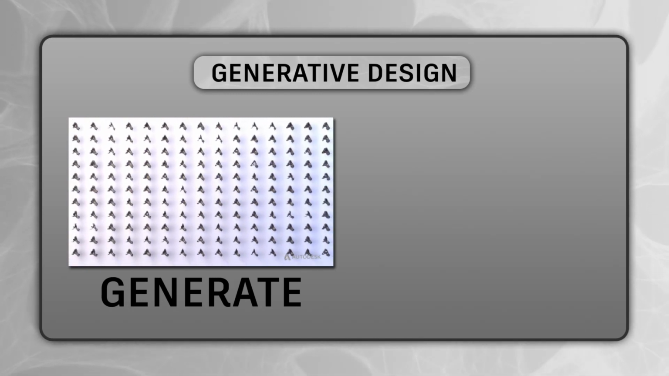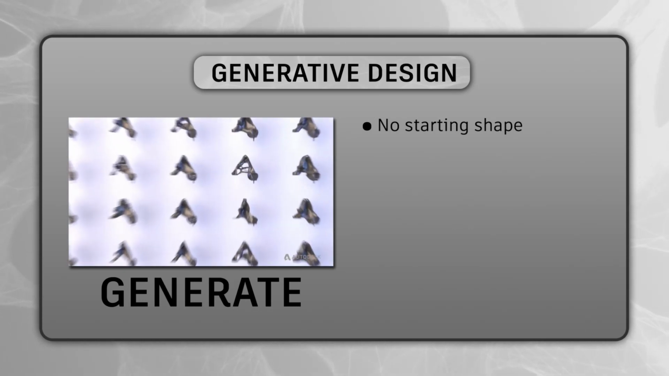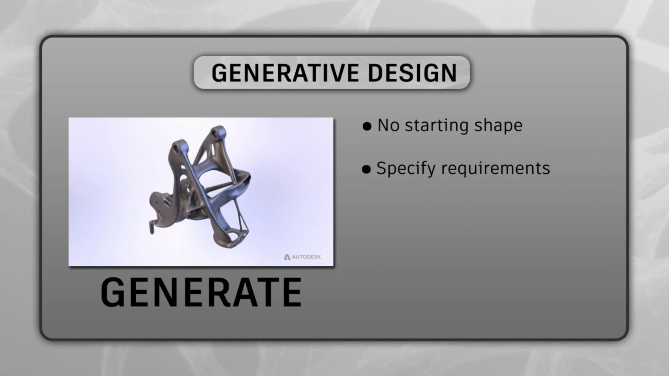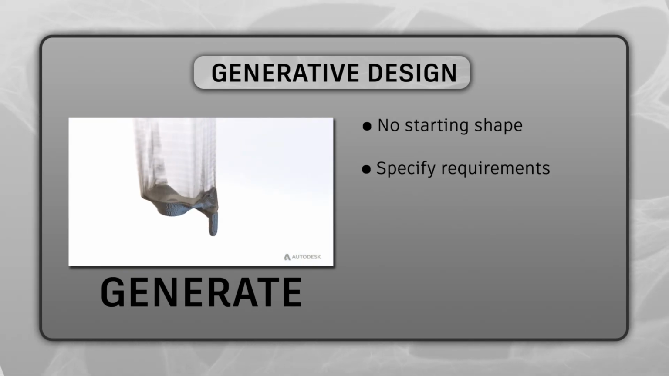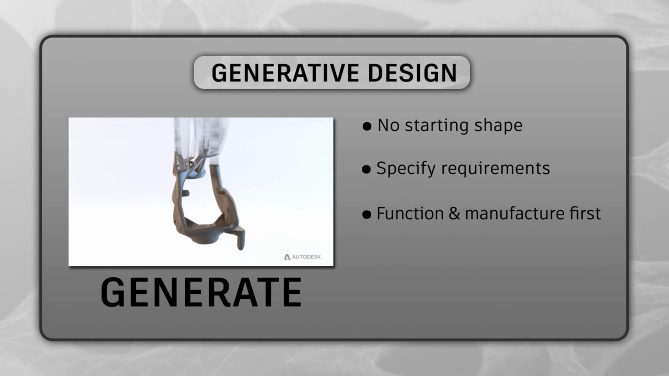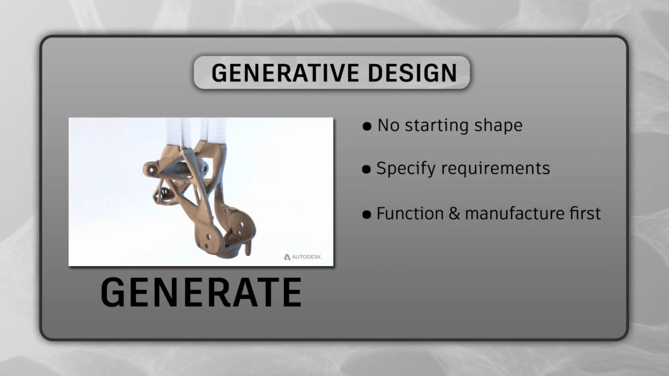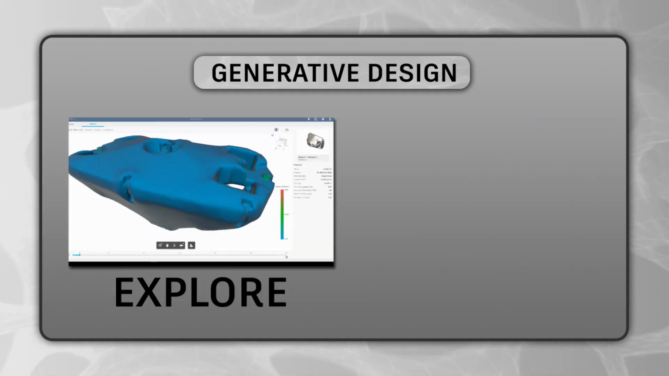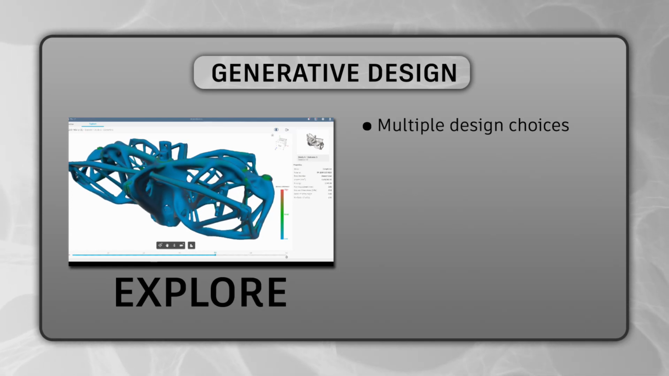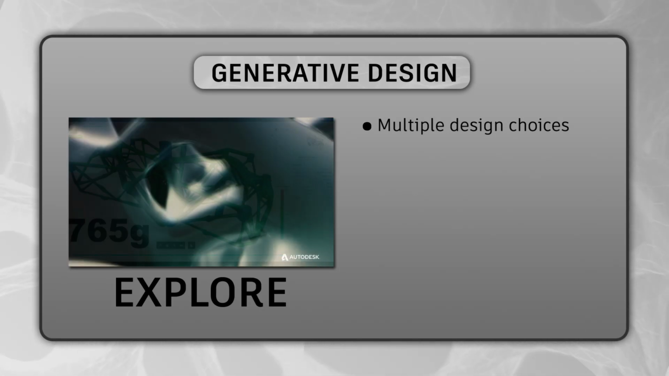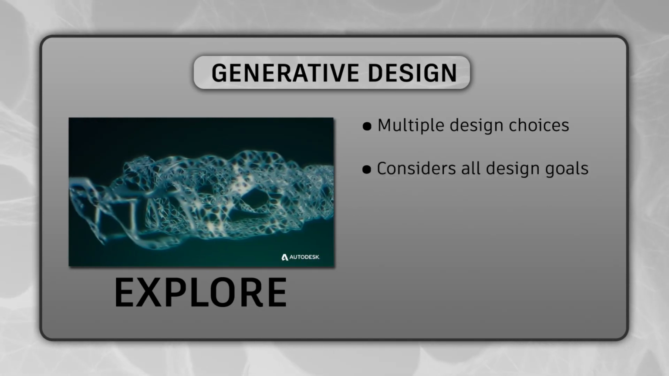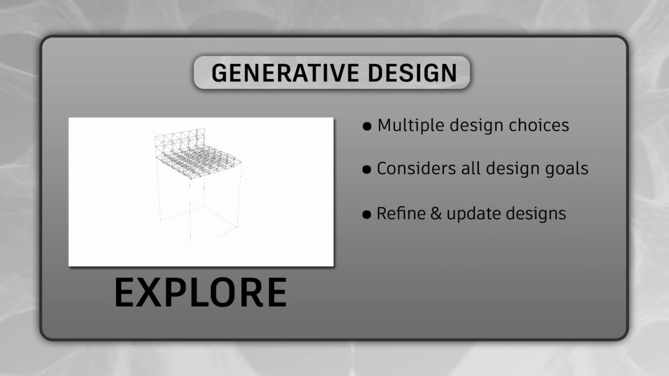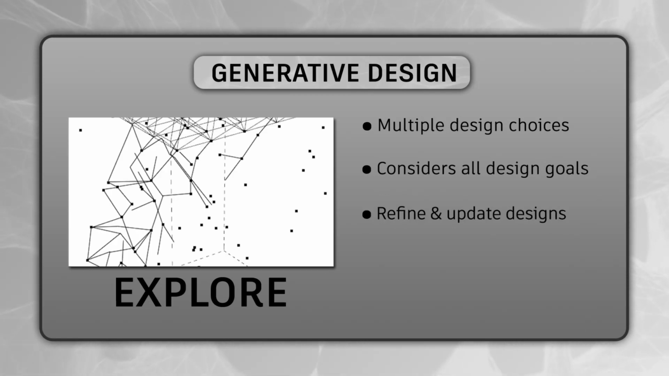Now, unlike traditional design, you don't even need a starting shape for the design. All you need to specify are the portions of the solution that must be present in the final form. Generative design first considers the functional and manufacturing goals and uses this information to synthesize the physical form. In doing so, it can produce a much wider range of alternative designs in order to meet your needs. This takes into consideration your constraints as well as materials. You can then take the initial designs and continue to refine them further.